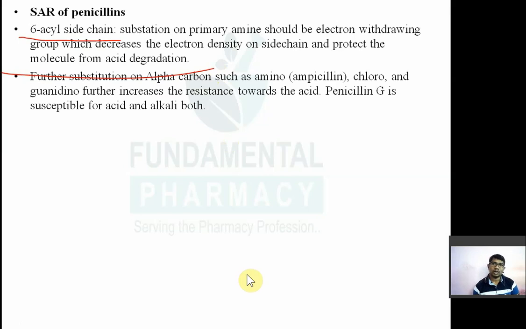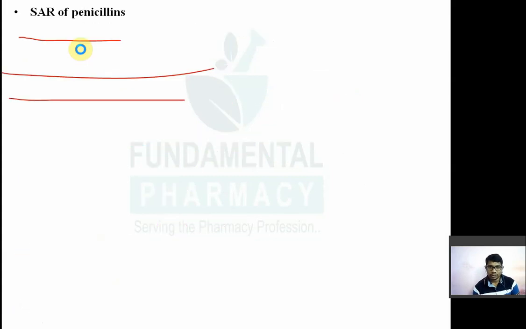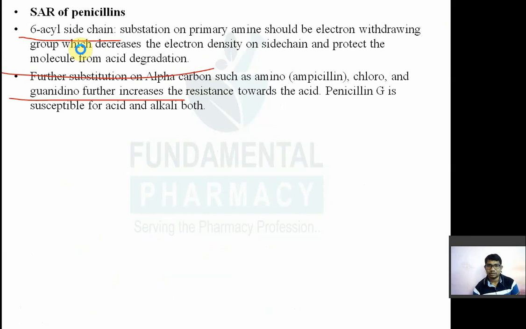Then further substitution on the alpha carbon atom, such as amino or chloro or guanidino, increases the resistance toward the acid. The alpha carbon atom means the CH here, and on this alpha carbon there will be chlorine, hydroxyl or guanidino group, that will give more acid stability. Other substitution on alpha carbon, such as amino, is present in ampicillin. In ampicillin there is an amino on the alpha carbon. Then chloro and guanidino further increase the resistance toward the acid.